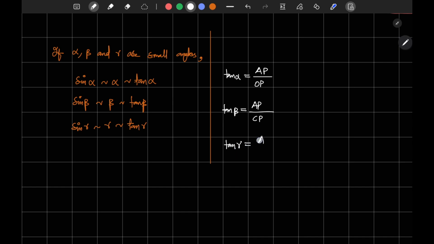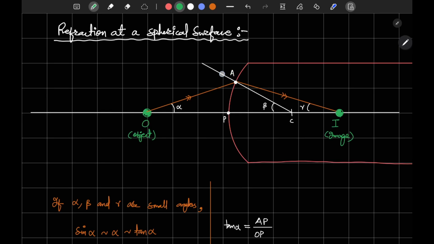Let's solve further. From the diagram, let's mention the angle of incidence and the angle of refraction. If we look closely, in triangle OCA, angle I is the exterior angle. So we can say that angle alpha plus angle beta is equal to the angle of incidence, that is I. And similarly, in triangle ACI, angle beta is the exterior angle. So we can say that the angle of refraction, that is R, plus gamma is equal to beta. And here we have R is equal to beta minus gamma.